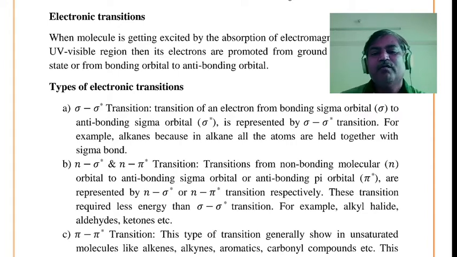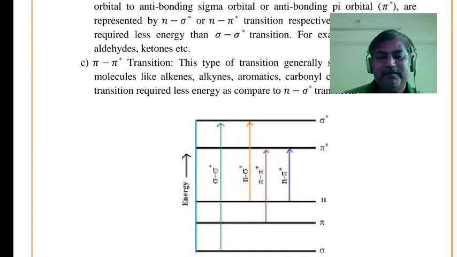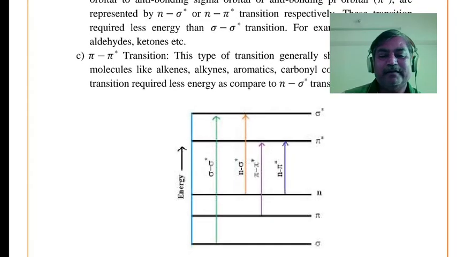Okay, what is the energy range? Energy range is like this, that is N to sigma star, this requires lower energy as compared to sigma to pi star, and that's why wavelength is higher, absorbance is higher. Second thing, that is as compared to N to sigma star, N to pi star, this transition requires again lower energy, that's why wavelength is higher.